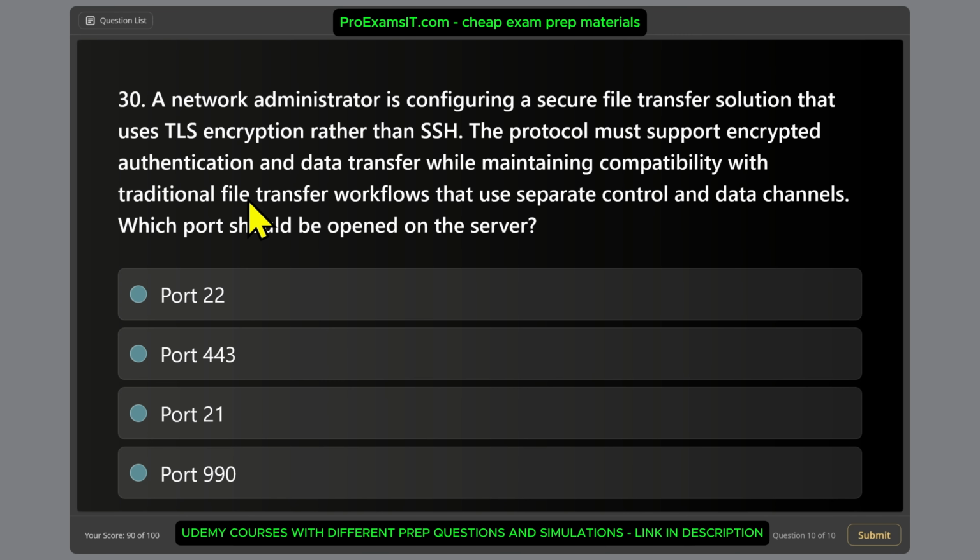And question 30. A network administrator is configuring a secure file transfer solution that uses TLS encryption rather than SSH. The protocol must support encrypted authentication and data transfer while maintaining compatibility with traditional file transfer workflows that use separate control and data channels. So which port should be opened on the server? 22, 443, 21, 990. This one is a little bit tricky, guys.